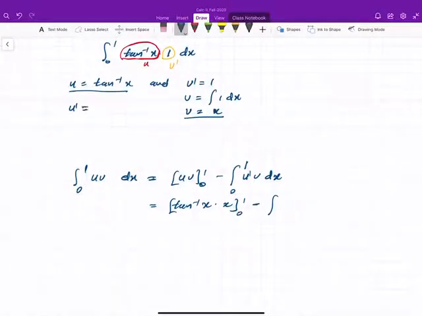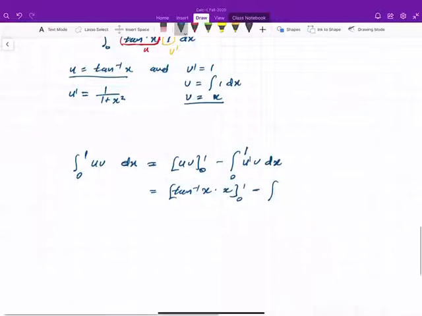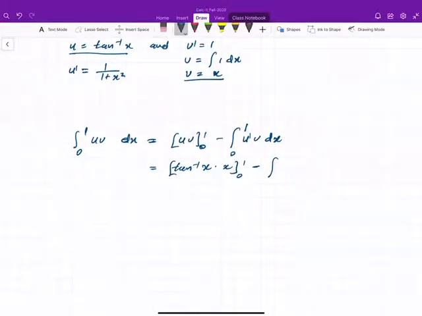U prime is the derivative of tan inverse x. If you can remember, the derivative of tan inverse x should be 1 over 1 plus x square. Okay, so that's u prime. So you write u prime to be 1 over 1 plus x square, and then v should be x dx. All right.